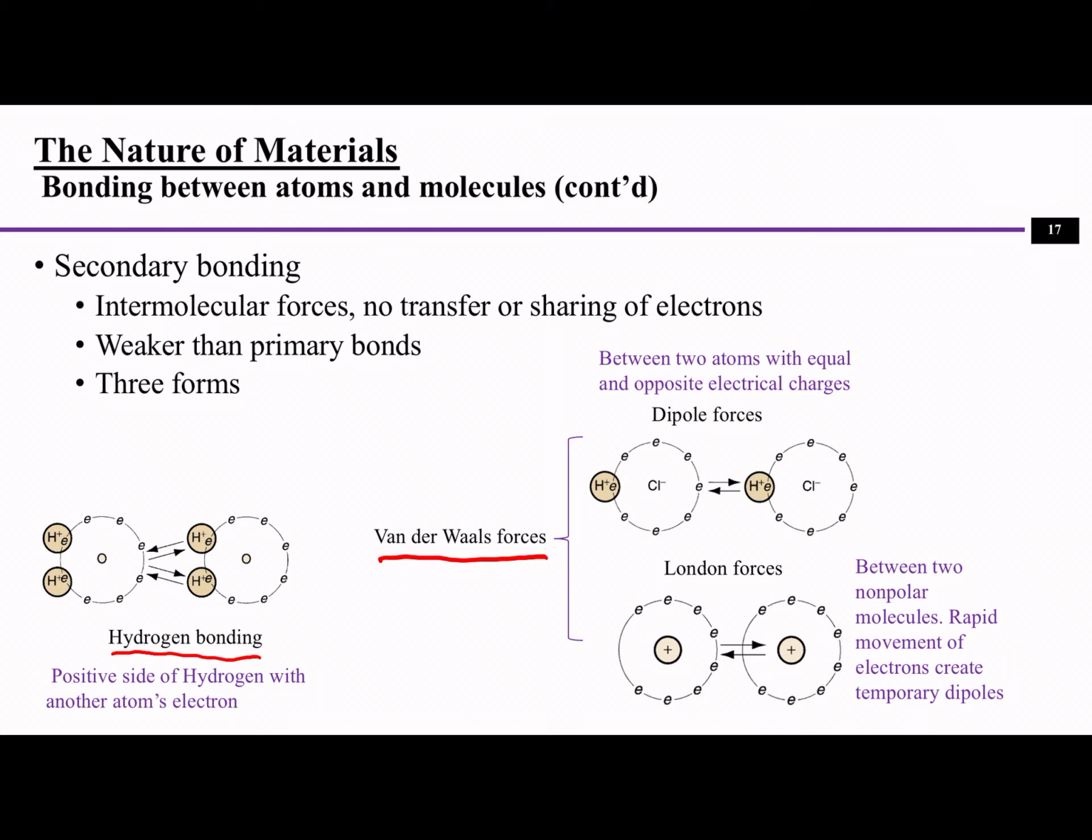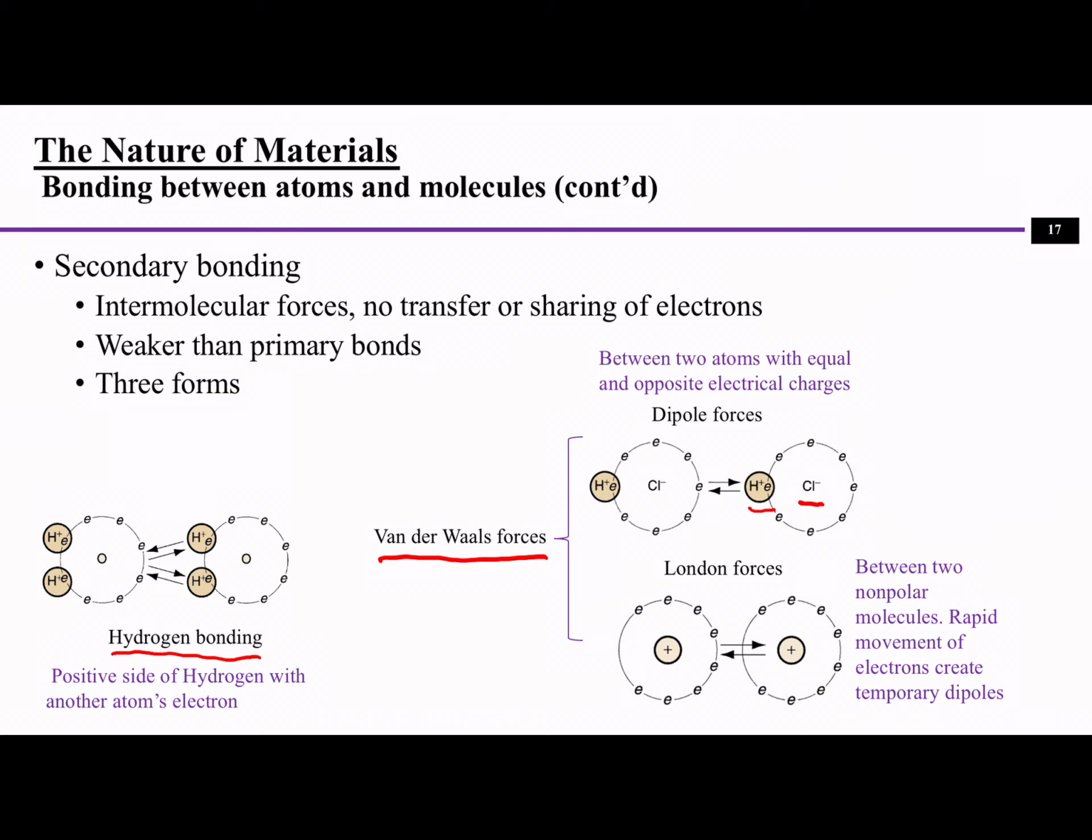Another major type of secondary bonding is the van der Waals forces. For van der Waals forces, it's more of an attraction between the molecules, and there are different ways of forming the forces. One is the dipole force. Dipole force means it's between two atoms with equal and opposite electrical charges. For example, this atom has hydrogen and a chloride.